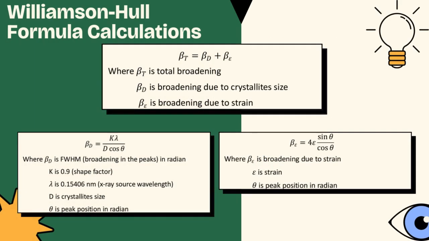The formula for total broadening is the sum of crystallite size broadening and strain broadening. The crystallite size broadening is the product of shape factor and X-ray wavelength, per crystallite size times cos theta. The strain broadening is the product of four, sin theta and strain, per cosine theta. Theta is the peak position.